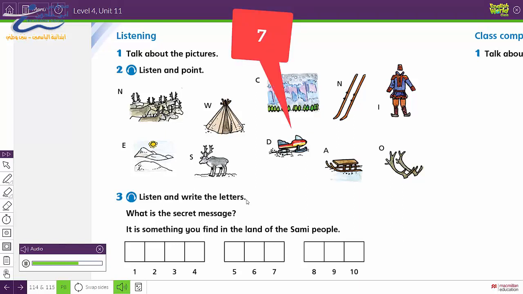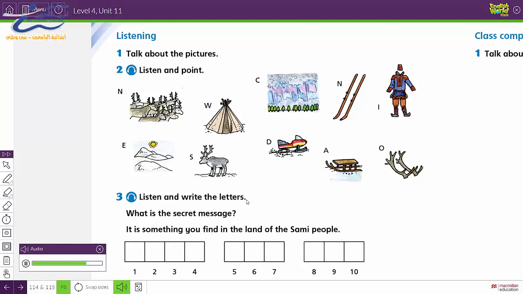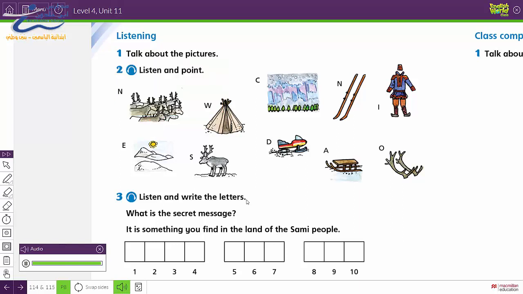Number 8. This is the national costume of the Sami people. It is very colorful. They wear these clothes on special days, and they are very proud of the costume. Number 9. The land of the Sami people is in the north of Europe. The winters are very long and dark. Sometimes you can see the northern lights in the sky. Number 10. In the summertime, it stays light all day and all night. The sun doesn't go down. In summer, the north of Europe is the land of the midnight sun.